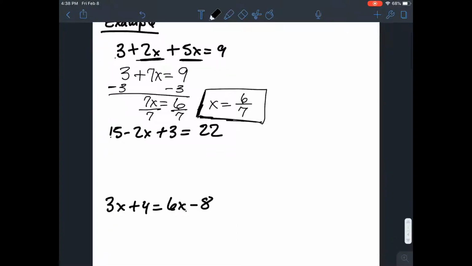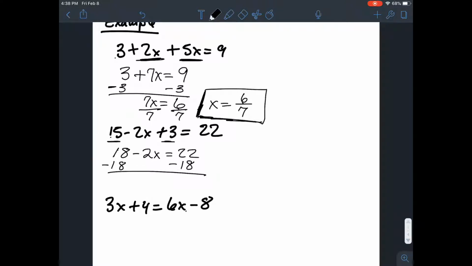Okay. Now this next one, this time instead of coefficients with your x that you're combining, you're going to be combining terms with just the constant, just the numbers. So 15 plus 3. I can combine these two, so 15 plus 3 is 18. So 18 minus 2x equals 22. Now I need to get rid of 18. It's positive, so I subtract 18 from both sides.